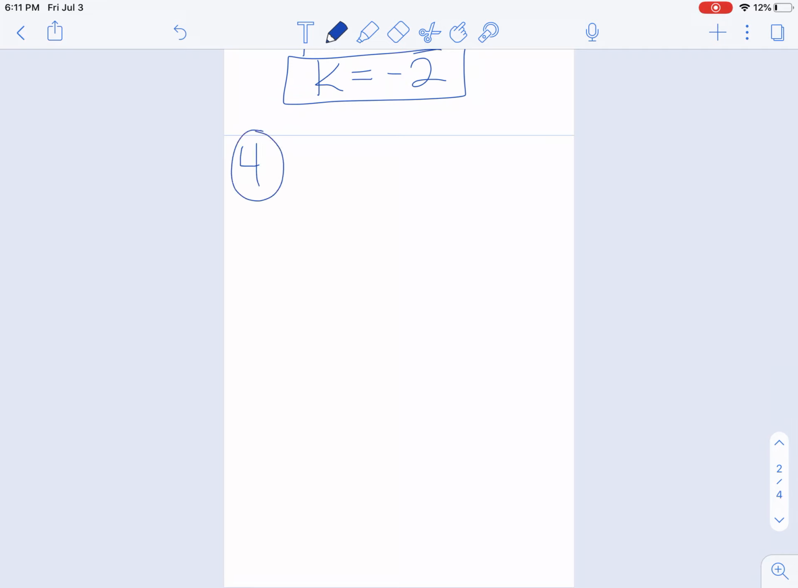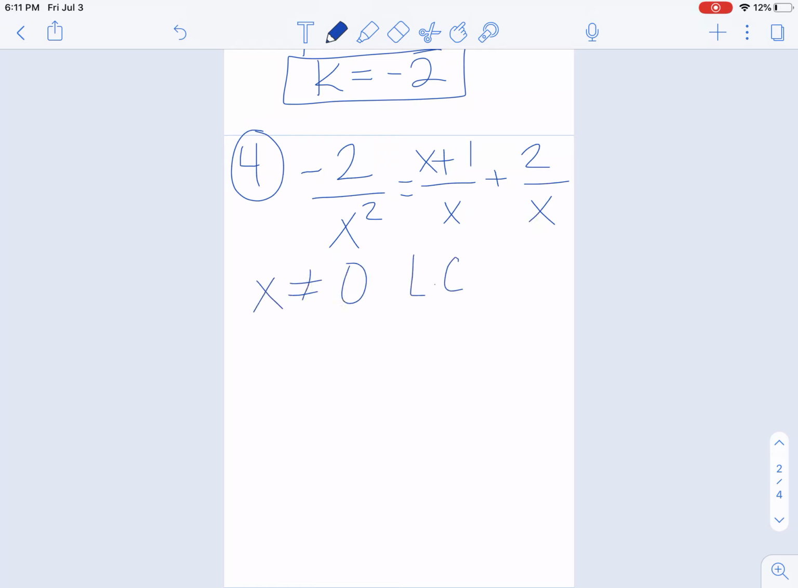Number 4 is going to have a little bit more excitement in terms of the common denominator. So negative 2 over x squared equals x plus 1 over x plus 2 over x. So hopefully right away you can see that x cannot be 0 and that the lowest common denominator is x squared, because both of the fractions on the right-hand side have an x and we have an x squared on the left-hand side.